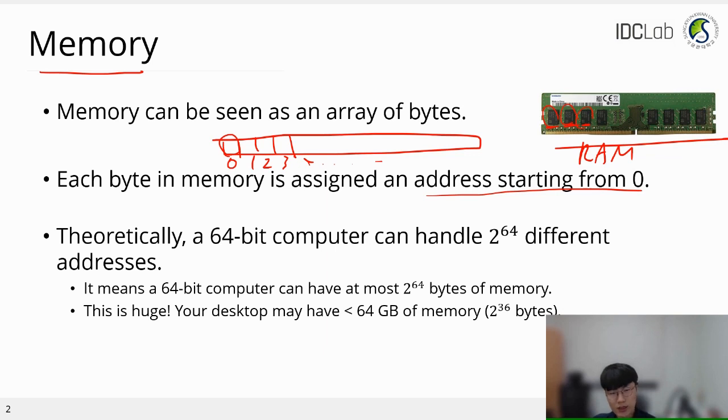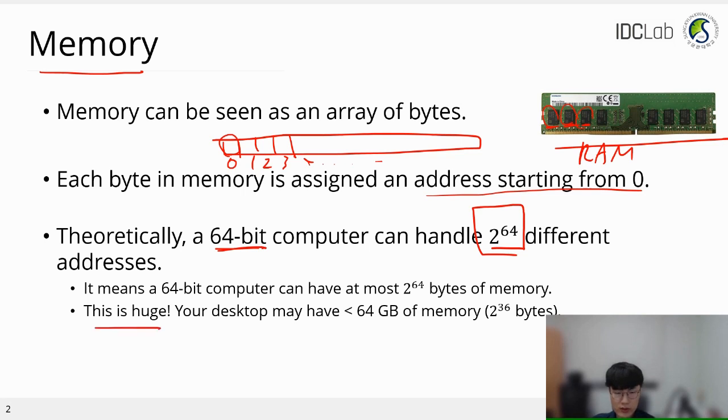And theoretically, a 64-bit computer can handle 2 to the power of 64 different addresses. So when we talk about operating systems or CPUs, we use this expression, right? 64-bit or 32-bit or 16-bit, which is kind of old. Anyway, a 64-bit computer means that it can handle this number of different addresses. And 2 to the power of 64, this is a very big number.